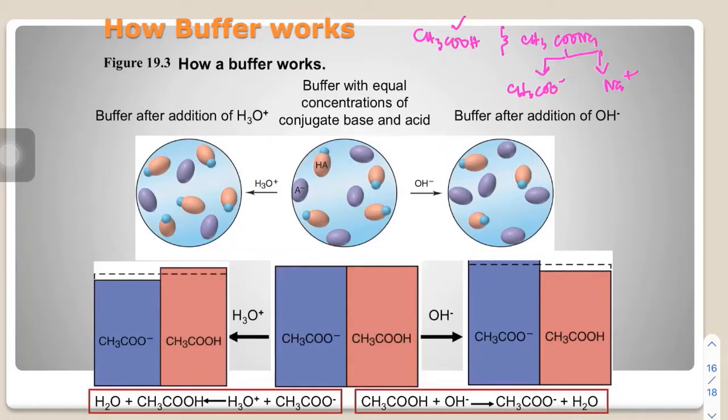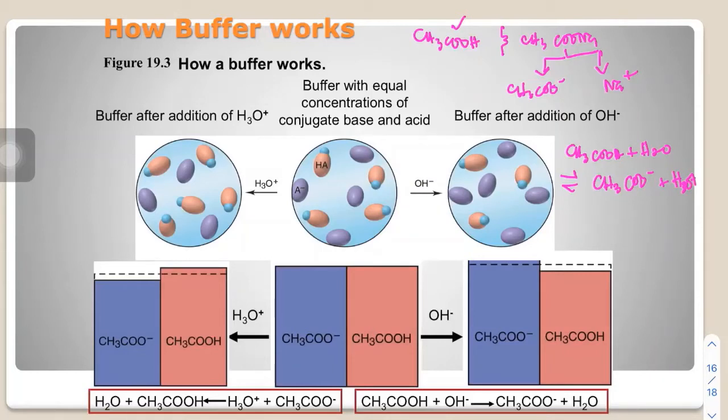How do we know that this is our base? Because in the acetic acid dissociation reaction, it will produce acetate ion and also H3O+.